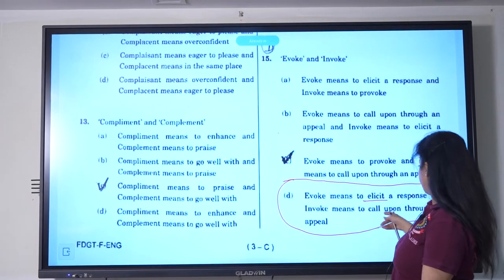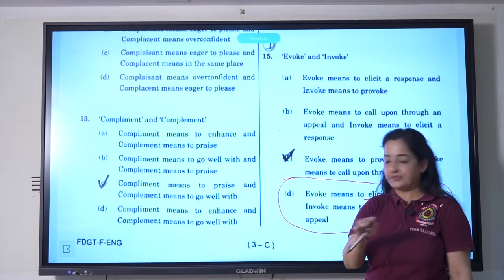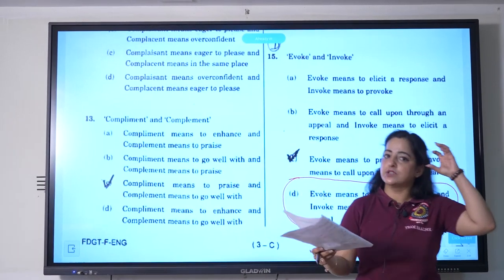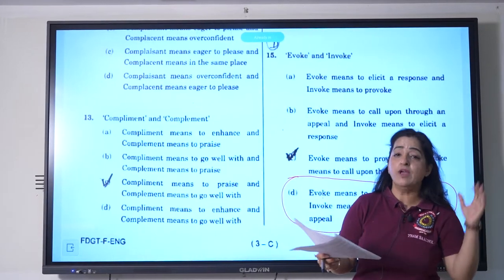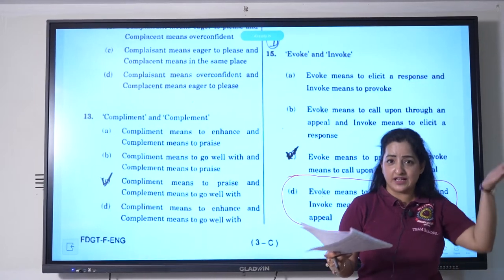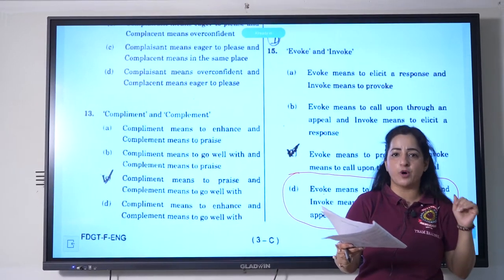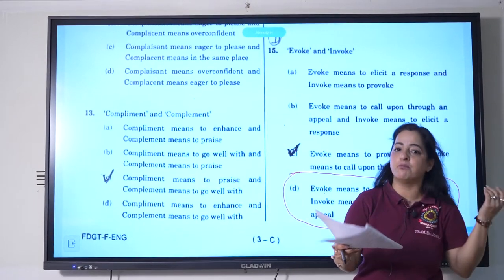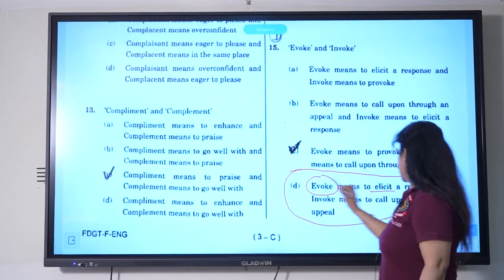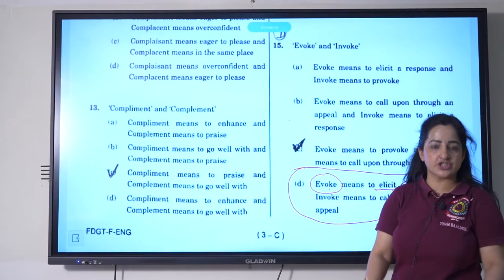Okay, and invoke means to call upon through an appeal, bas request karna. For example, evoke, let's say you listen to a song, ek gana sunte ho, and that song evokes some old memories, kuch purani yaadein, you just draw forth that, no? You draw a response, you recall something to your mind, wo evoke hota hai. So this word evoke and elicit is generally used with the word response. It's a word association also.